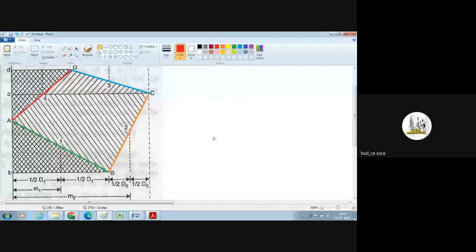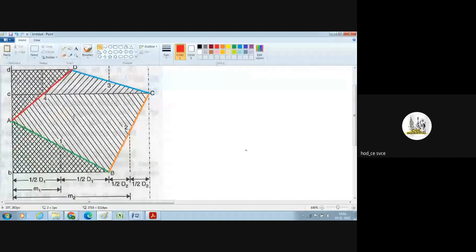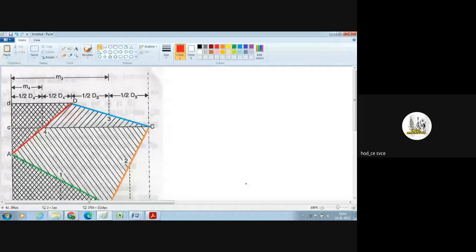See this one. So this is A, B, C, D, right? So this is the actual figure. That means we need to calculate the area for this section. For this section, I have drawn a line at the point of A. We have drawn one vertical line, that is the latitude.